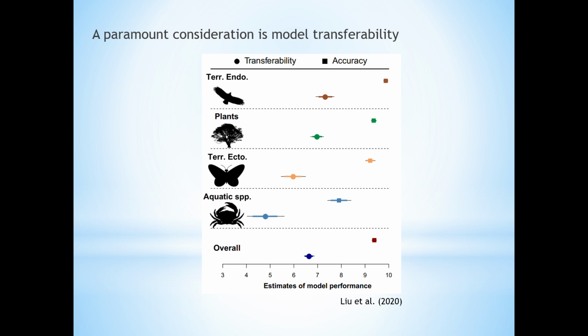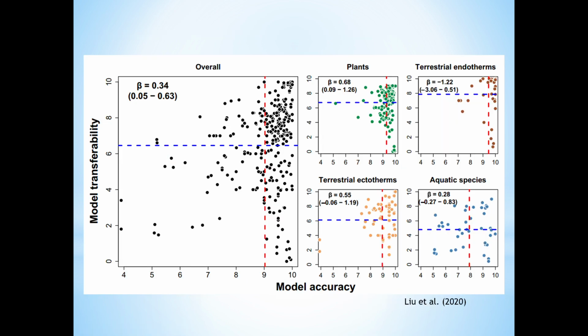Models might have the ability to produce good predictions within the range of values where they are calibrated, but the accuracy of the predictions may decline beyond this domain. Here we can see the relationship between accuracy and transferability across different groups, where aquatic species performed the worst in both metrics. However, it is possible to obtain models with good accuracy and transferability. To ensure the usefulness of models for conservation purposes, it is essential to explore the factors that influence model transferability.